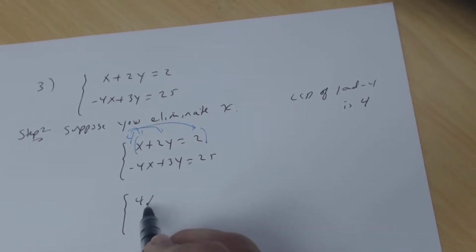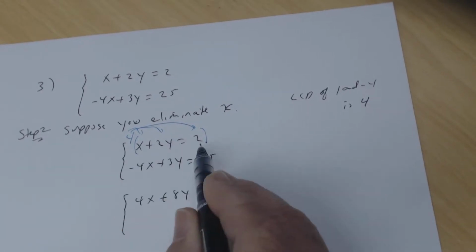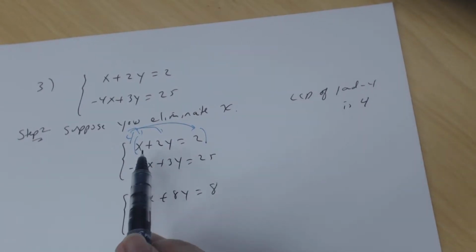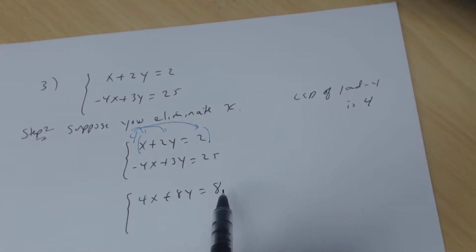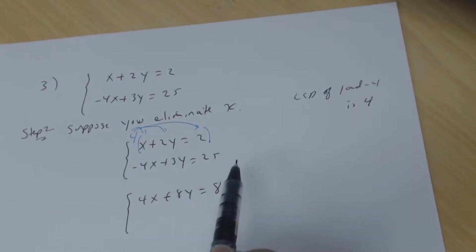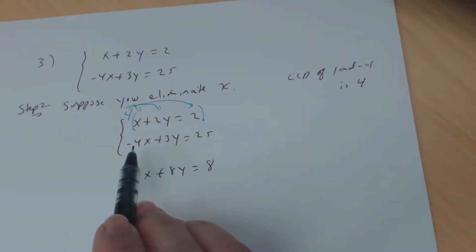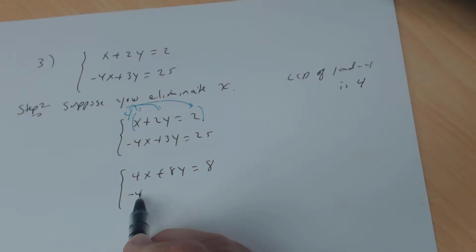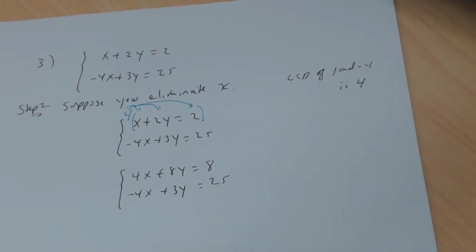4 times x is 4x. 4 times 2y is 8y. Equal, and then 4 times 2 is 8. You've got to make sure you do both sides. A lot of students forget about the constant. You have to multiply everything by 4. So I wrote a new equation, but it's still equivalent to this one. Now I didn't do anything with this one because I already had a negative 4: negative 4x plus 3y equal 25.